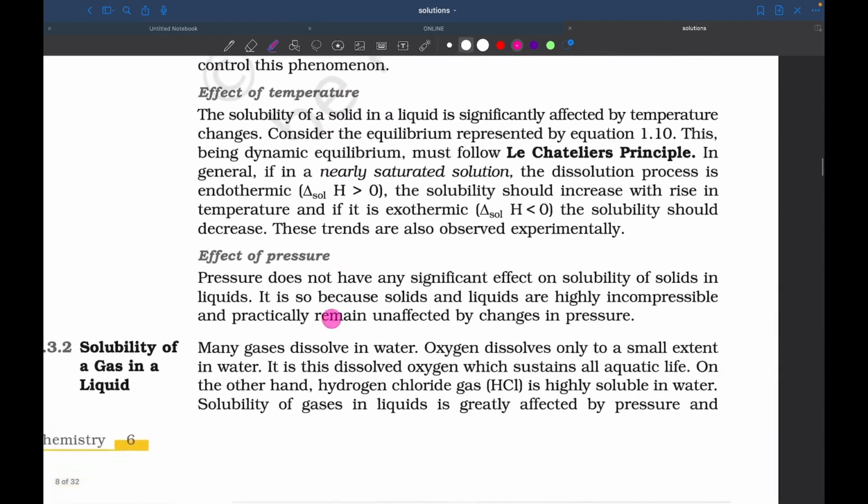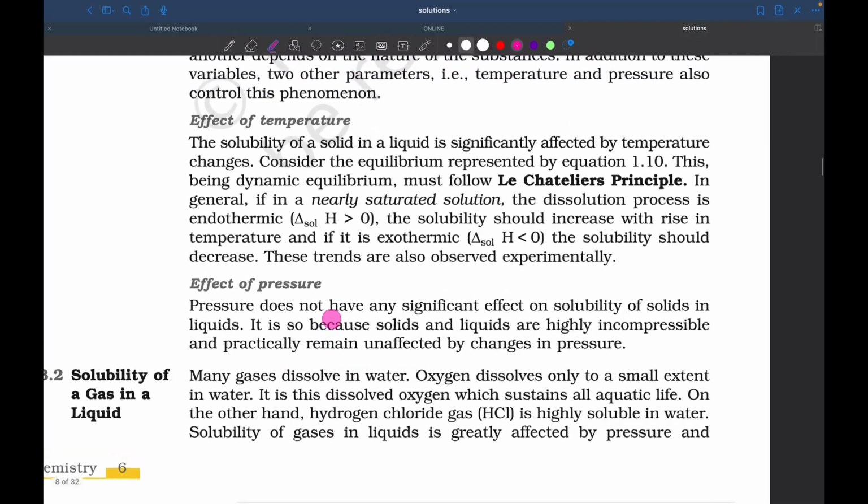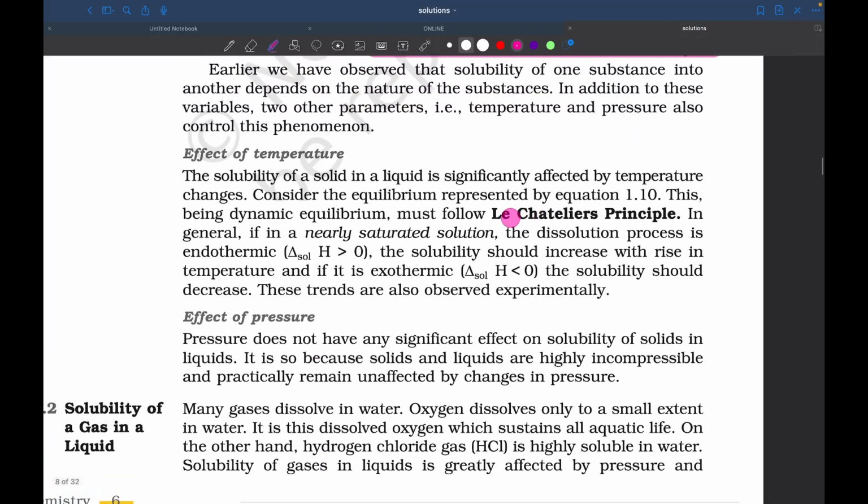Effect of temperature and pressure, you have already studied it in the Le Chatelier principle. We just revise it. The solubility of a solid is significantly affected by temperature changes. Consider the equilibrium presented in 1.1 in the first year. This being a dynamic equilibrium, it must follow the Le Chatelier principle.